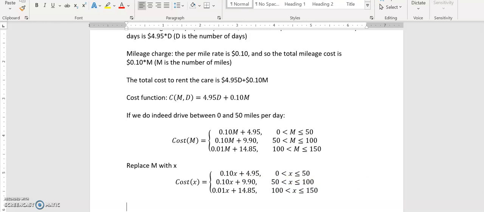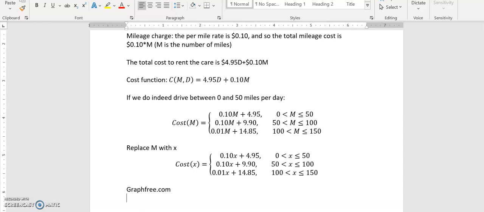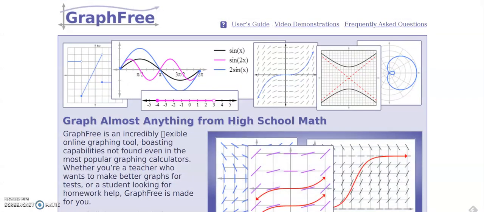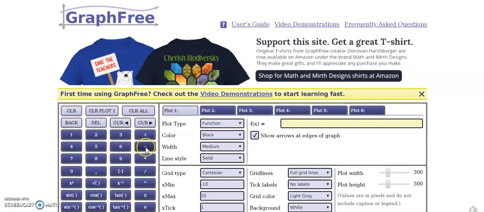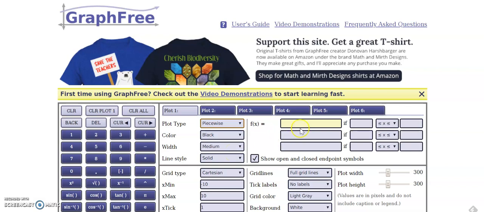And then finally, we're going to go to a website called graphfree.com. This website is set up so that we can graph piecewise functions, and so we're going to use that as our piecewise function grapher. If we go there, we're going to scroll down and select Start Graphing. Initially the graph comes up as just a regular simple function where there's not a bunch of pieces. We're going to scroll down in this drop-down menu and select Piecewise. And so now we have 3 pieces. If we need more pieces, we can go to these other plots, but we only have 3, so we're okay.